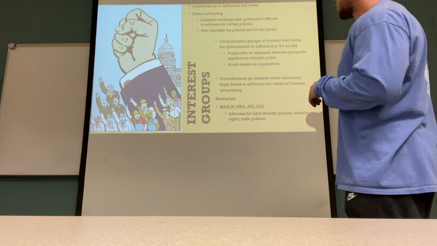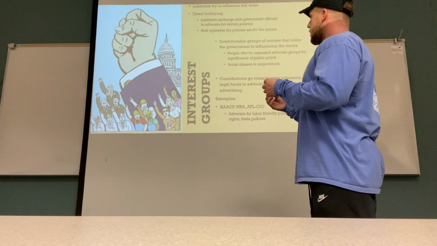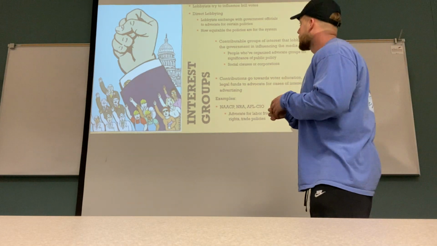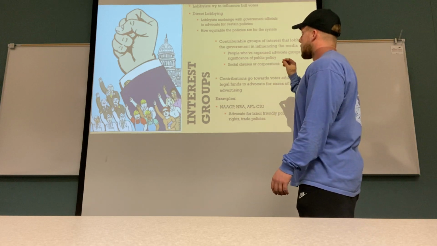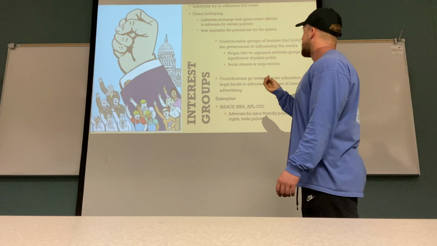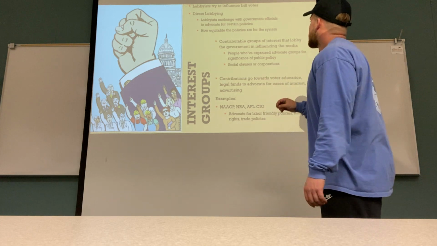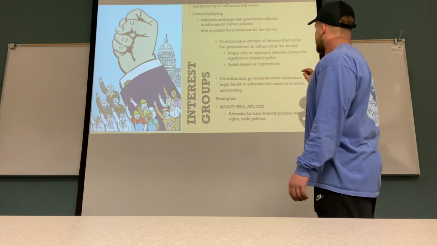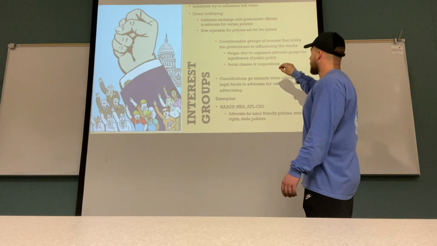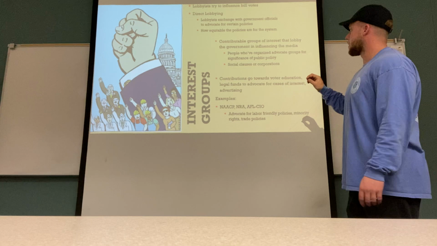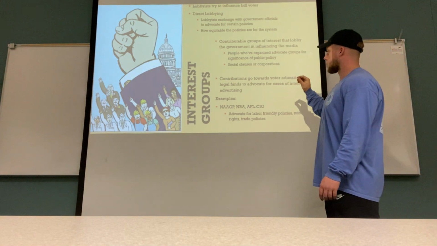All right, next we have interest groups. Lobbyists try to influence bill votes. Direct lobbying is an example of this. Lobbyists exchange with government officials to advocate for certain policies, and how equitable the policies are for the system. Contributable groups of interest lobby the government in influencing the media. Examples of this, people who've organized advocate groups for significance of public policy, social causes, or corporations.